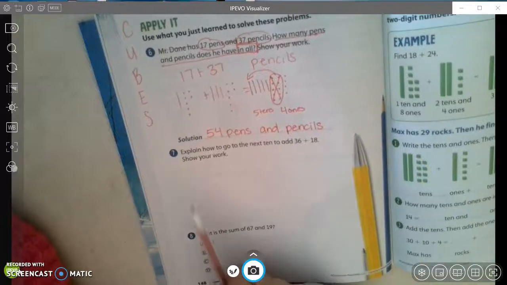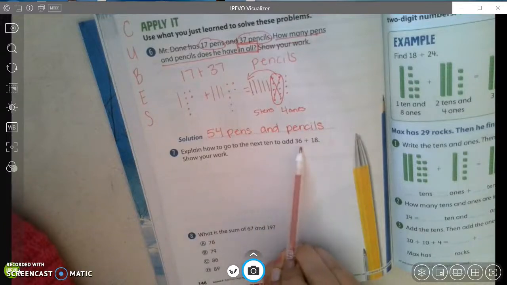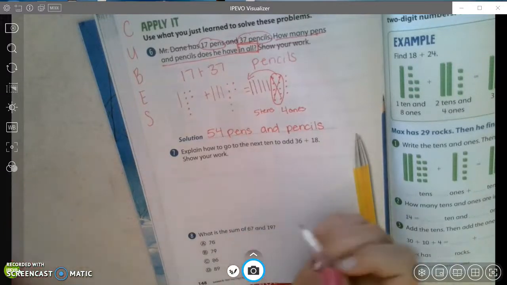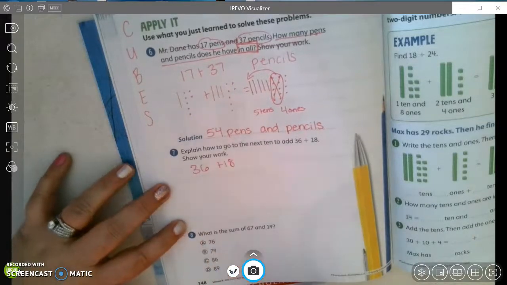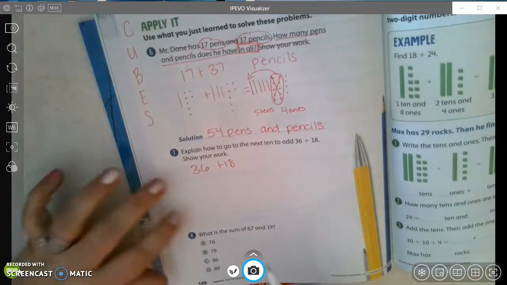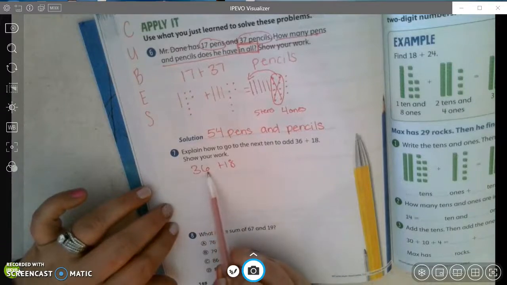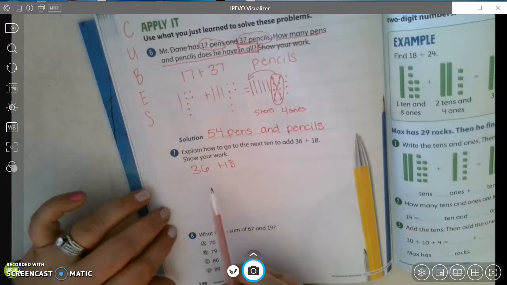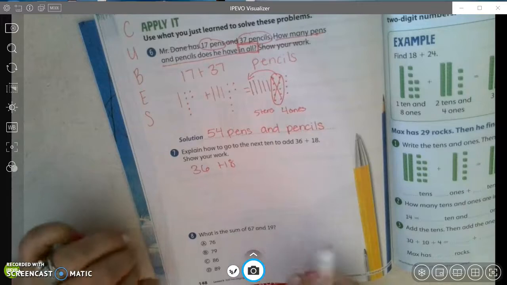All right. This one is asking you to explain how to go to the next 10 to add 36 plus 18. So, 36 plus 18. Which one is closer to a 10? Six is 4 away from a 10, but 18 is only 2 away from a 10. So I would take 18 to a 10.